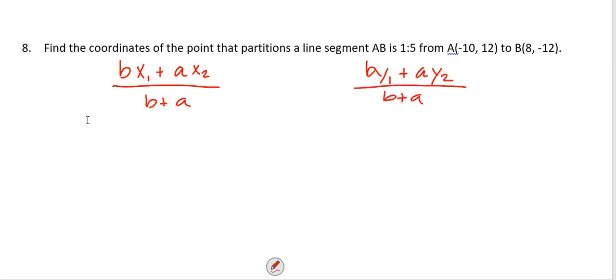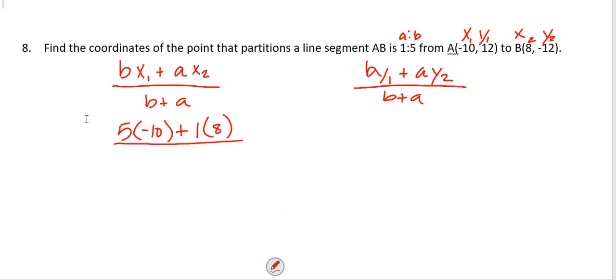So what are we talking about here? Well, this is going to be my A and this is going to be my B. This is my x1, my y1, my x2, and my y2. So that's what I'm plugging into the values. So I have B is 5 times my x1 is negative 10 plus A is 1 times my x2, which is 8. Then we're going to add the B to the A, so that's going to be 5 plus 1.